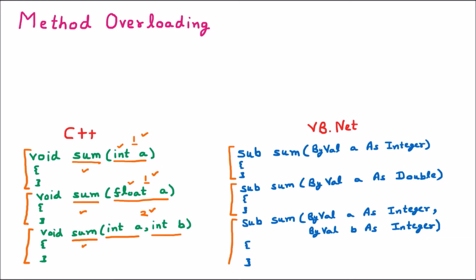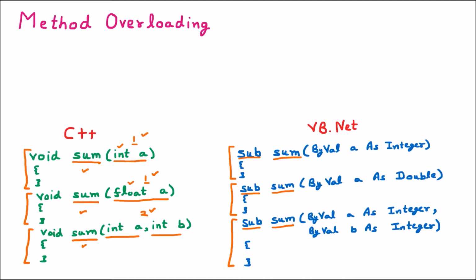Now they have the same names. The first thing is Sub. We know that Sub means void. So void is converted to Sub. Now afterward, they have the same name. All are named sum. So here the procedures have the same name. And if I want to overload them, then we know that the conditions are either the number of arguments should be different or the type should be different.